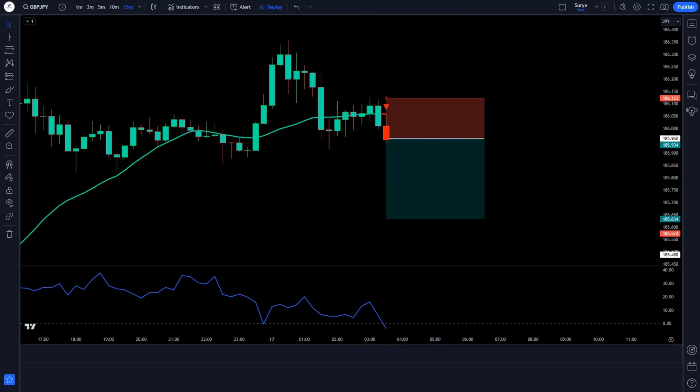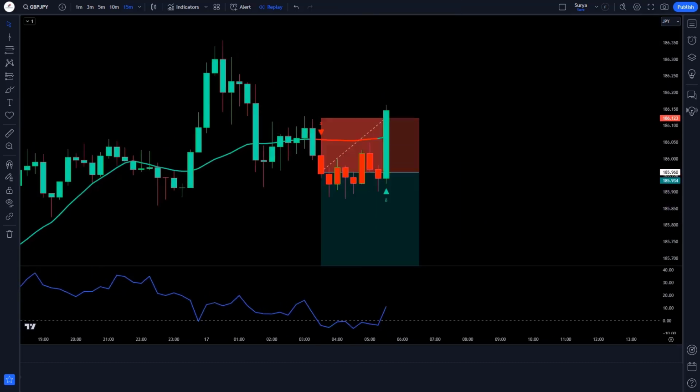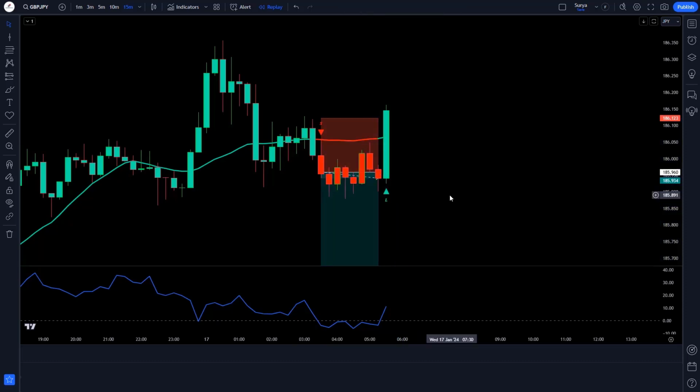Let's see what happens to our trade. The market has hit the stop loss.